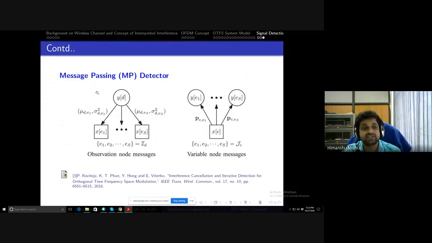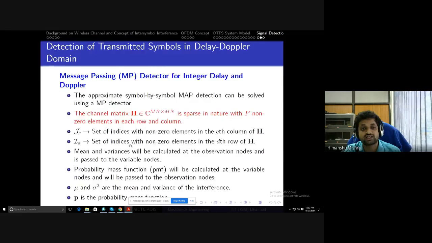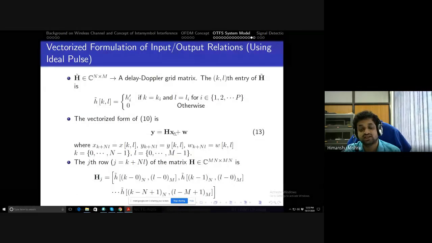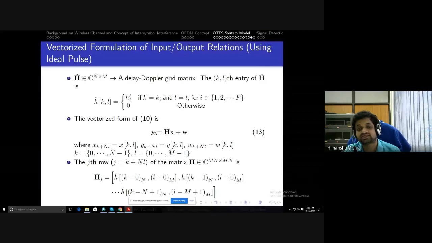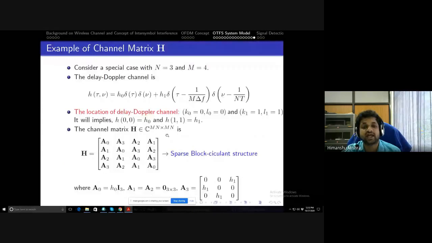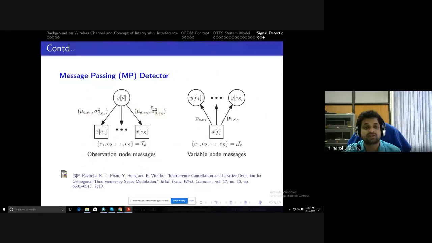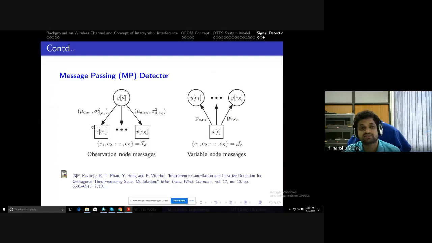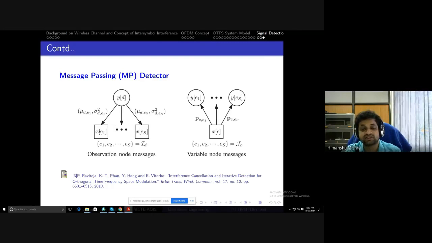So what is the objective of this method? You have received signal Y, and your transmit signal X. Y and X have a relationship through H. That means you can take Y as some nodes, known as observation nodes, and X as variable nodes. The relationship will be connected by using the elements in H. That concept has been proposed in this method. This is known as the message passing algorithm. What message will be passed? All the elements of X, meaning the transmit signal, are the variable nodes.